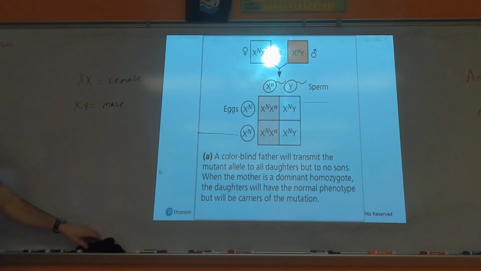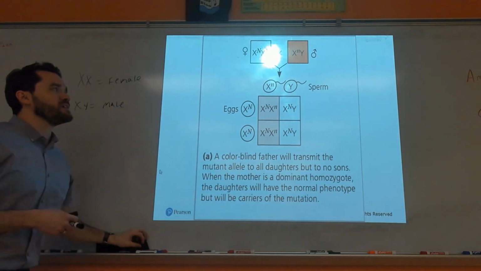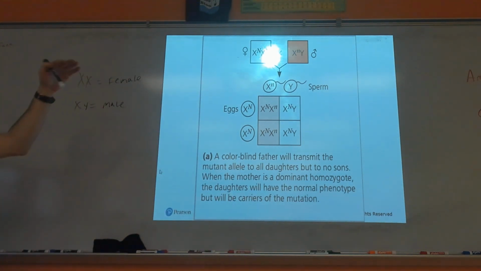So if you're looking at, say, a trait like color blindness would be here, females can be carriers of color blindness because they can have that extra X chromosome. Males either have color blindness or they don't have color blindness because they only have one X chromosome. So what you're seeing here is if you have a male with color blindness mating with a female, it's homozygous dominant for just normal vision. They can only have offspring that are female carriers.